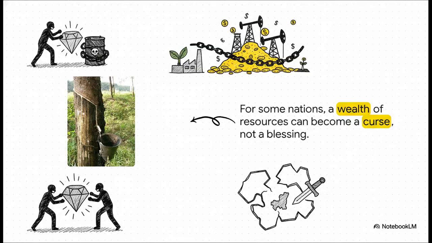But here's a tragic irony. For some countries, having a huge wealth of natural resources can actually be a curse. There's this phenomenon called the resource curse, and it happens when a nation's economy gets way too dependent on exporting one raw material. It can hollow out other sectors, and it can fuel corruption and conflict as different groups fight for control over that wealth, a tragedy we've seen play out in places like the Democratic Republic of Congo.